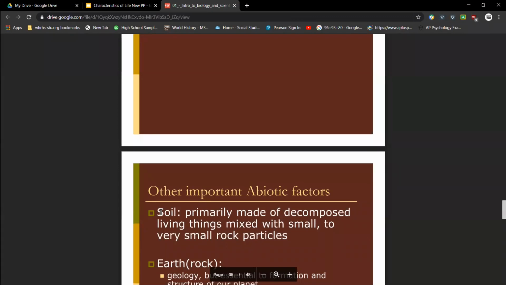See, this is one of the things where it's like, is it abiotic or not? But we do consider it abiotic because it actually contains very small rock particles, more so than these decomposed living things. So that's why we consider it abiotic.